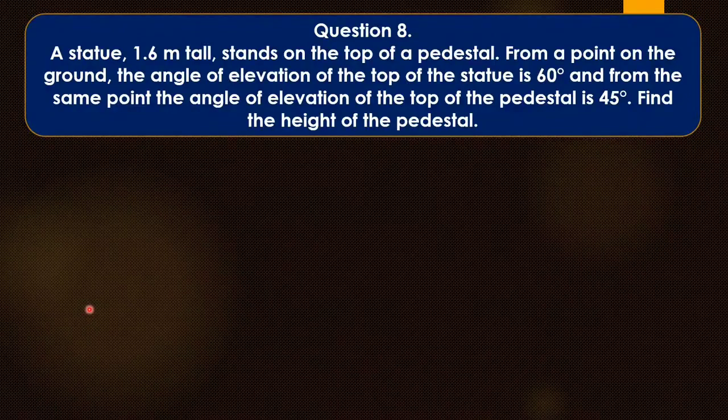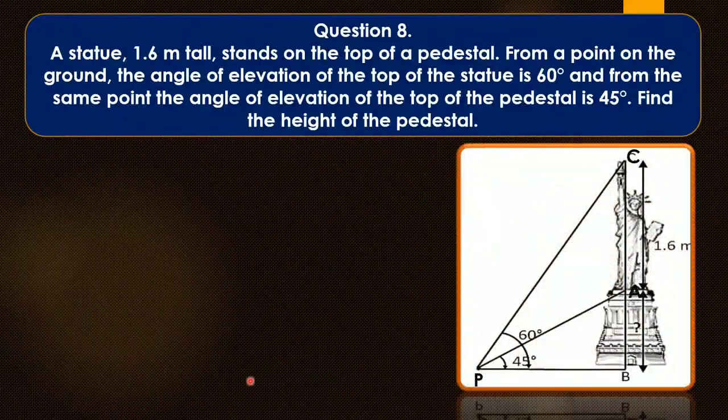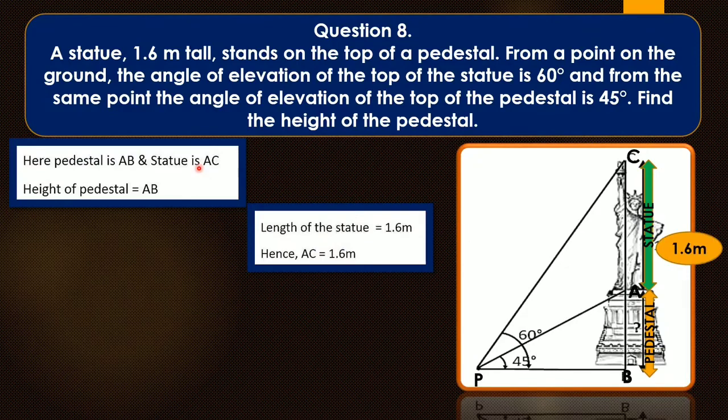So again the most important thing is to make a correct figure. Let's see. In this figure, AB is considered as the pedestal, and you know pedestal means the base or the support on which a statue stands. So consider AB as a pedestal and AC as a statue whose height is 1.6 meters. Now according to the question, there is a point on the ground. Suppose this point P is on the ground.